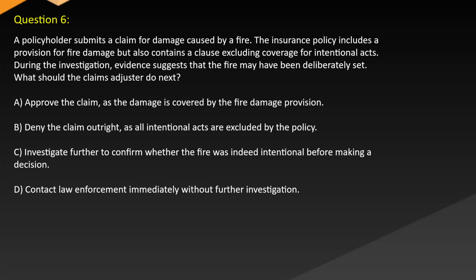Question 6. A policyholder submits a claim for damage caused by a fire. The insurance policy includes a provision for fire damage, but also contains a clause excluding coverage for intentional acts. During the investigation, evidence suggests that the fire may have been deliberately set. What should the claims adjuster do next?